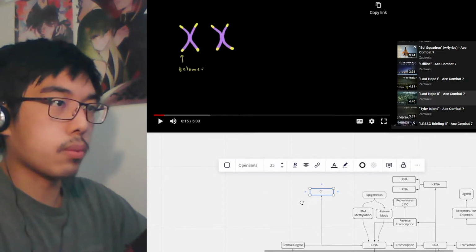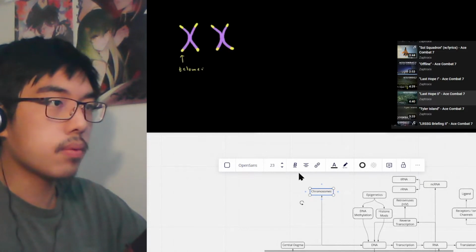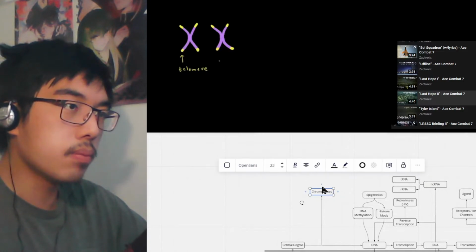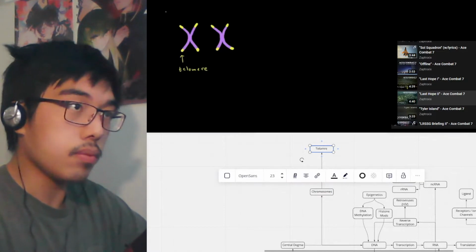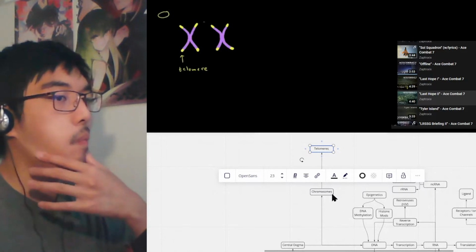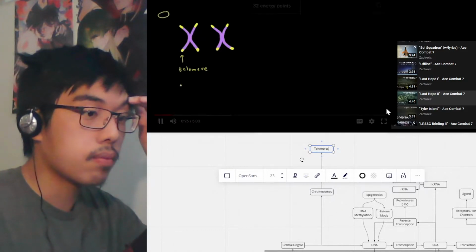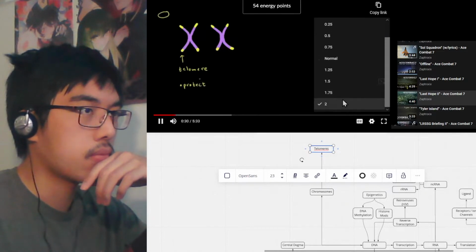Let's talk chromosomes. Telomeres are mainly found in eukaryotic chromosomes, because prokaryotes usually have just one circular chromosome, so it doesn't have any ends. And what do telomeres do? Well, they protect the ends of chromosomes from deterioration.